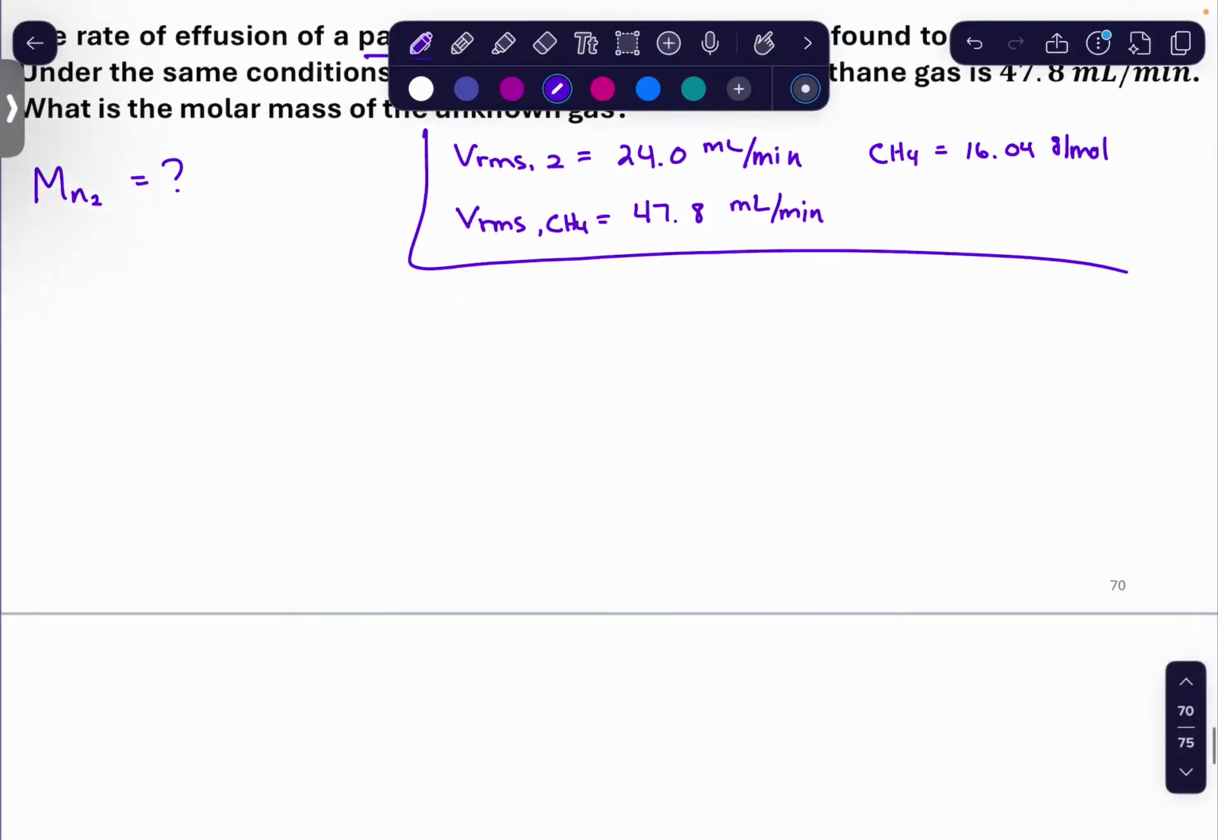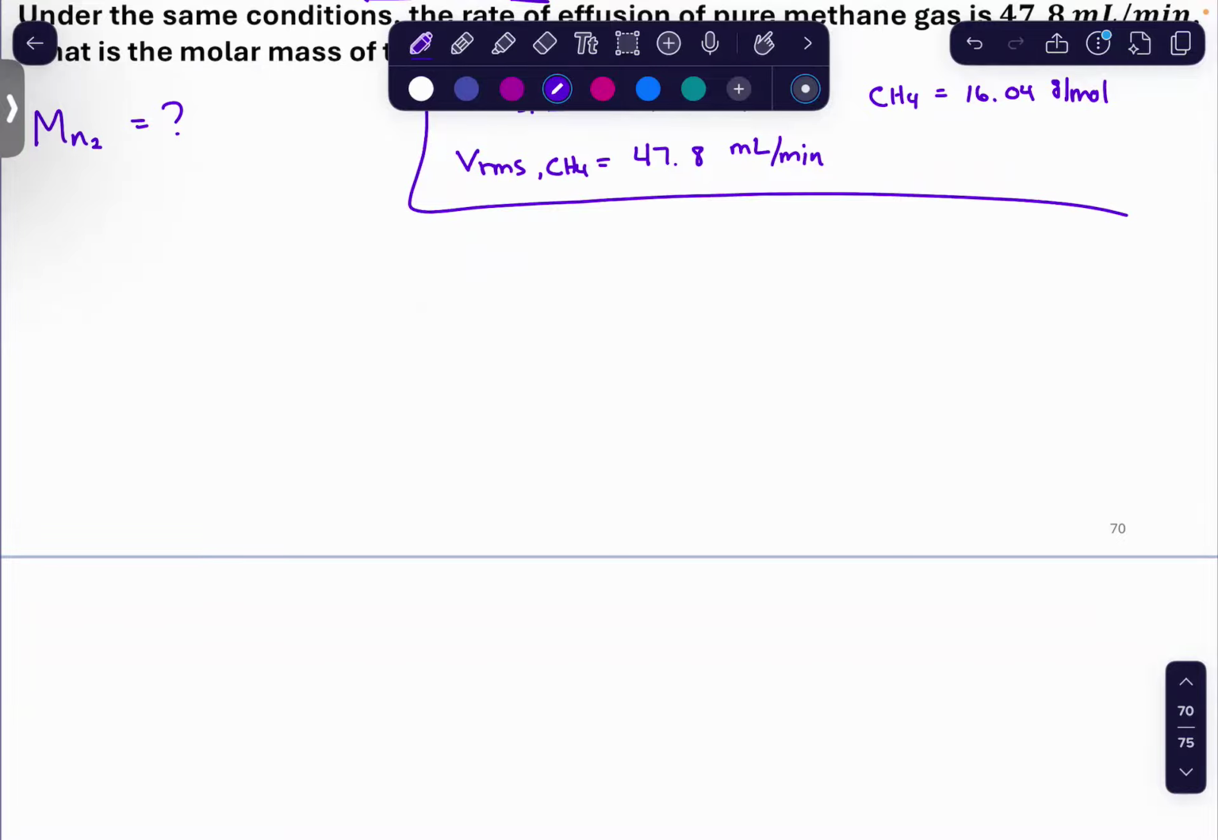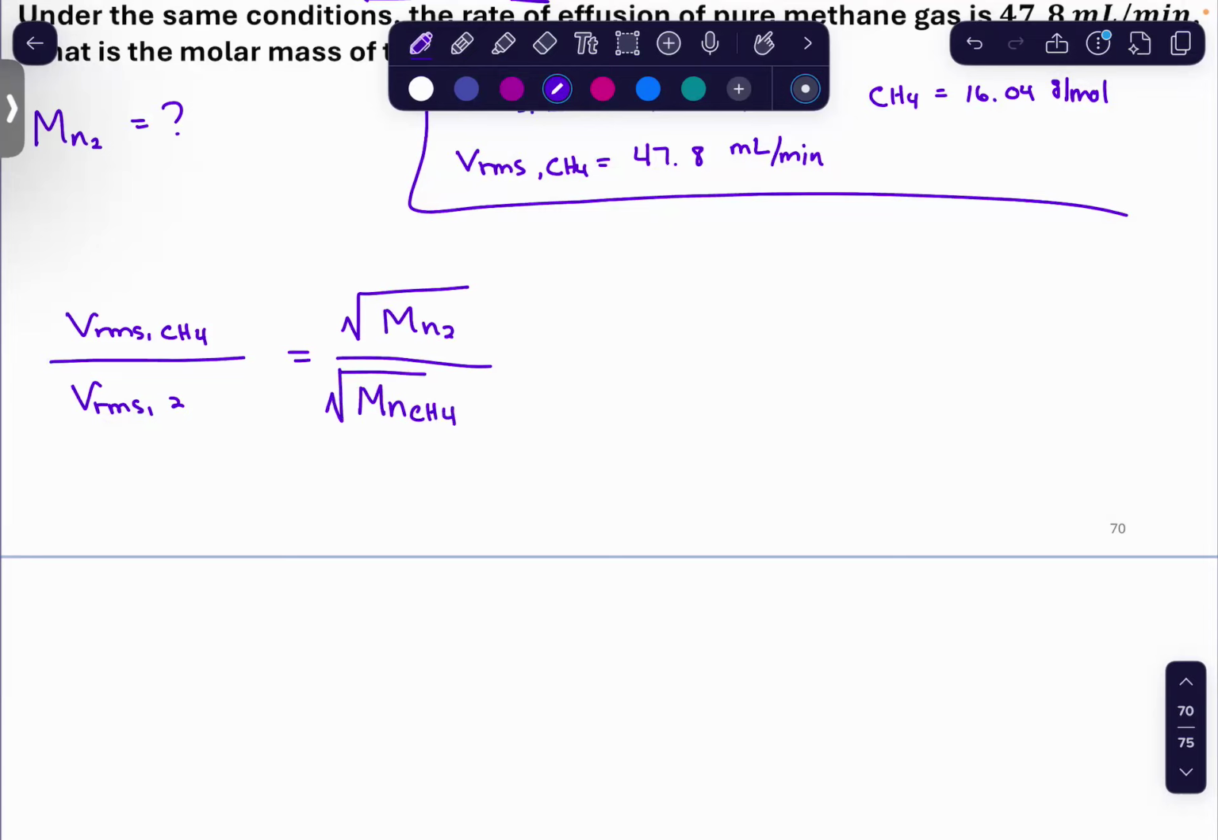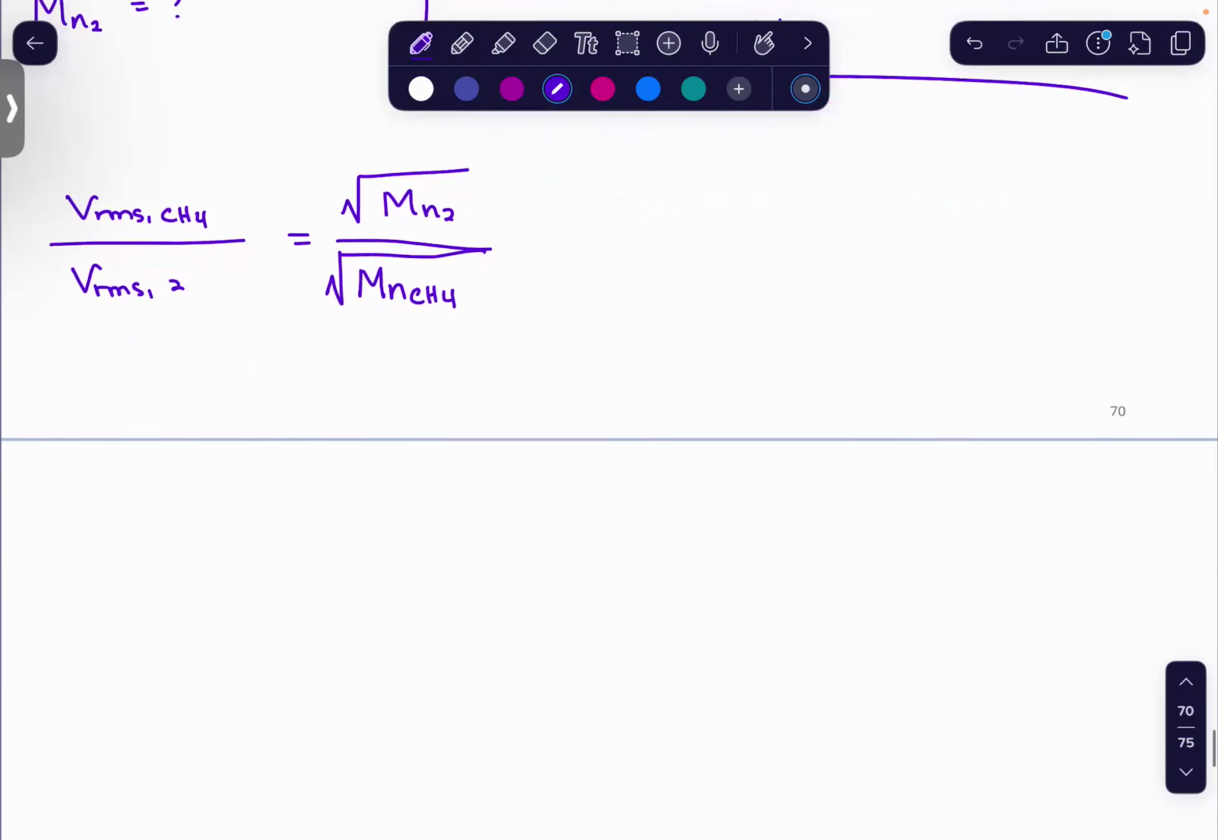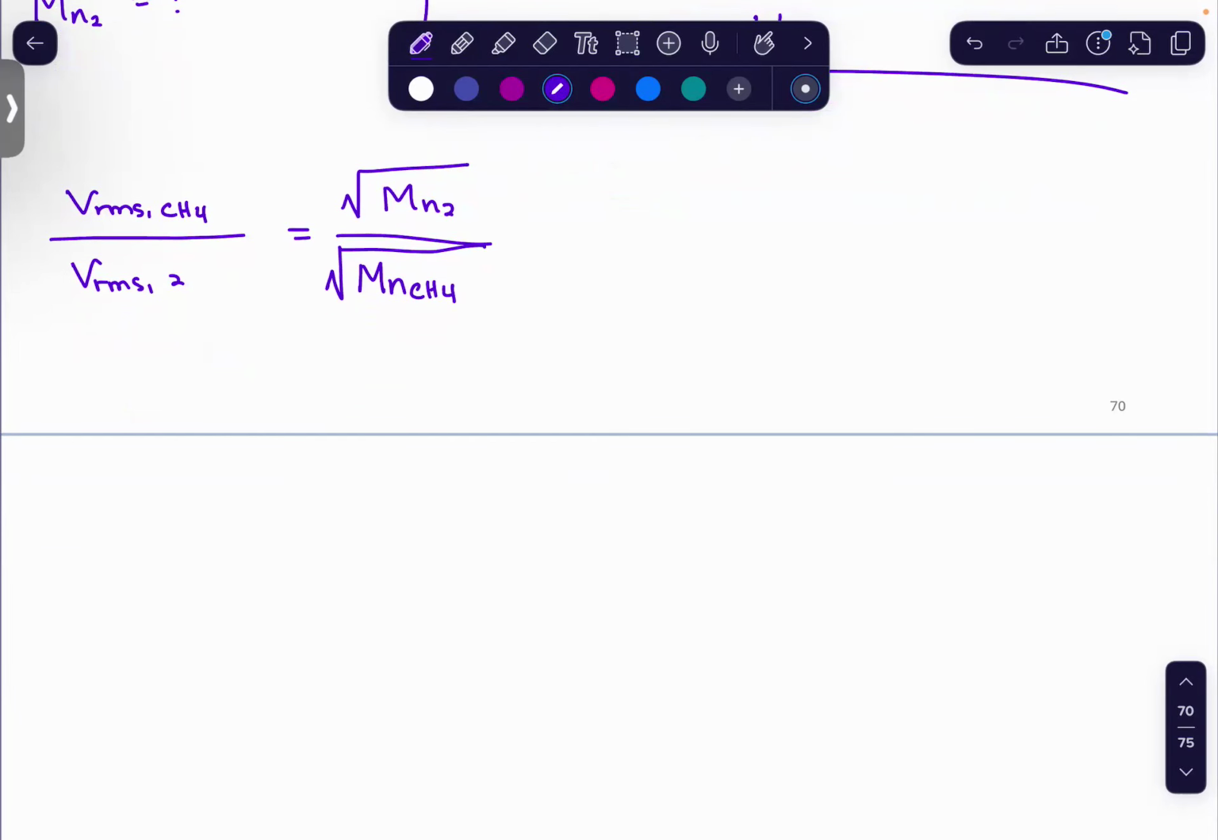All right, so let's start with our Graham's law. So my one is methane. So I have VRMS of methane over VRMS, or whatever the other gas is, so gas 2. That's going to be molar mass of 2 goes on top. And then on bottom, we're going to have the molar mass of methane, square root. You see my square roots are horrible. That's why I use the brackets with the 1/2.